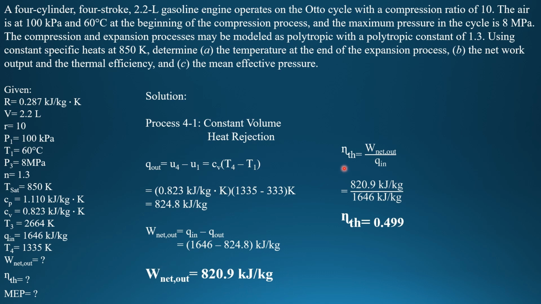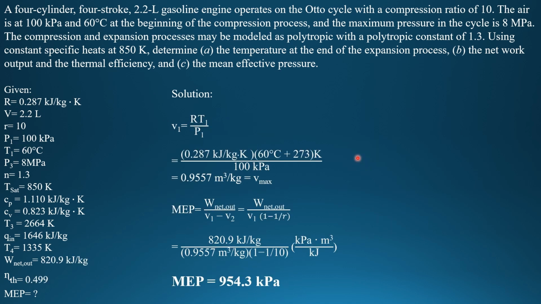Next is our thermal efficiency. We have here the equation of our thermal efficiency, that is the net work output over the specific heat input. And since we have these two now, we'll be plugging in the values. We have 820.9 kilojoules per kilogram over 1646 kilojoules per kilogram. And we have the thermal efficiency of our Otto cycle, that is 0.499.